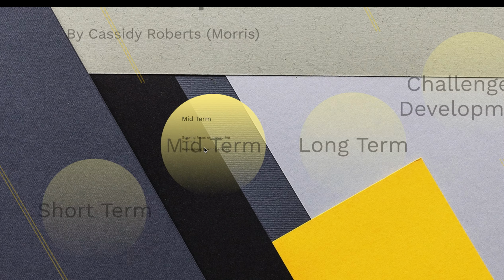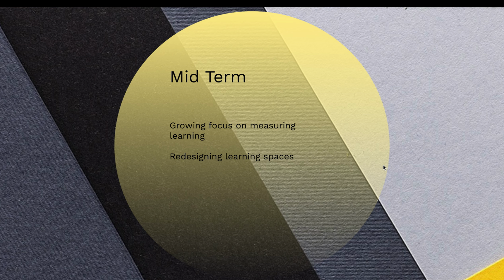Next, let's discuss the midterm technology adoptions for K through 12 education. Growing focus on measuring learning. There are several approaches to measuring a student's learning. These include summative assessments, which include tests, quizzes, and other graded course activities that are used to measure student performance. They are cumulative and measure what a student has learned at the end of a lesson, unit, or course.